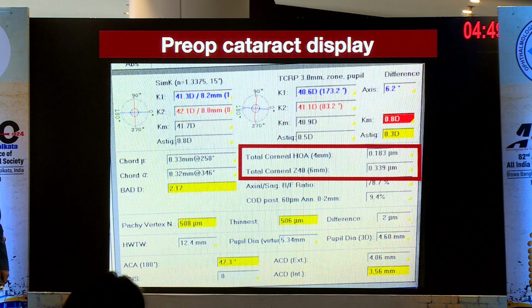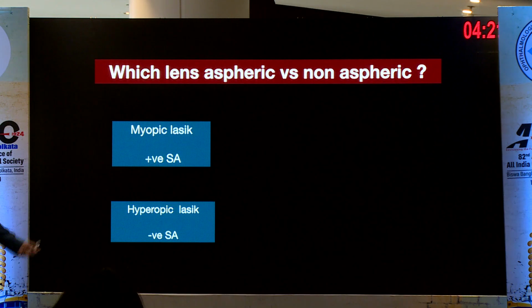Now, a very useful display is the pre-op cataract display, which gives you these two values: corneal higher order aberration and corneal Z40, which is basically spherical aberration. So any patient who shows an increase in total higher order aberrations of more than 0.3 to 0.5, you are basically looking at higher irregular astigmatism, and these are the patients who are not really fit for EDOFs and trifocal lenses. And of course, corneal asphericity we'll understand with this slide.